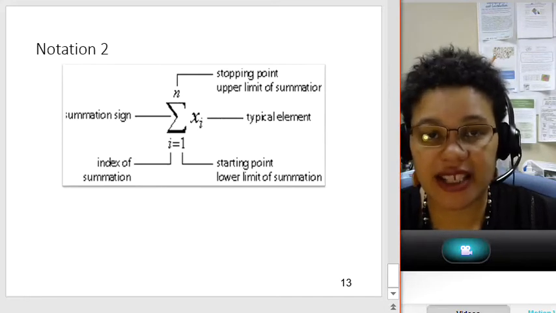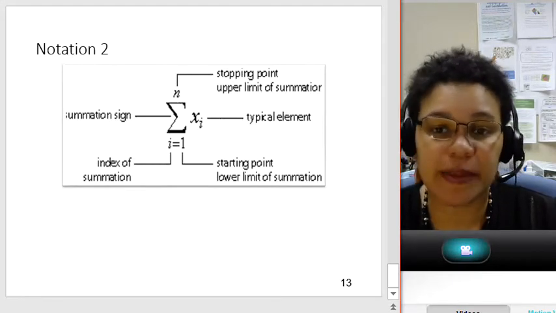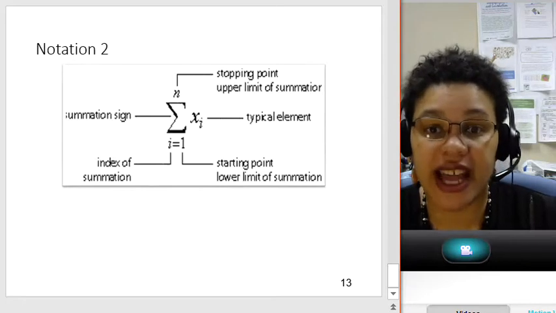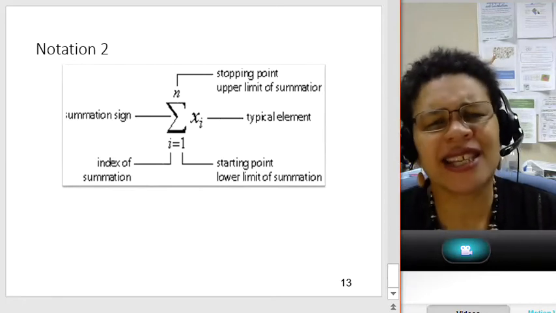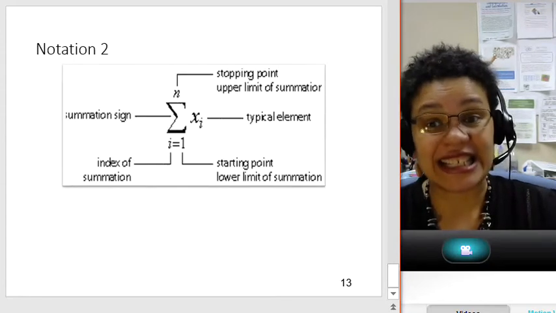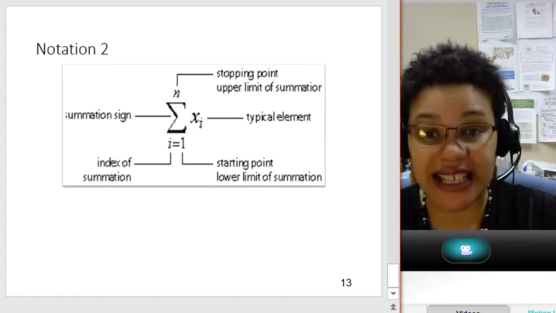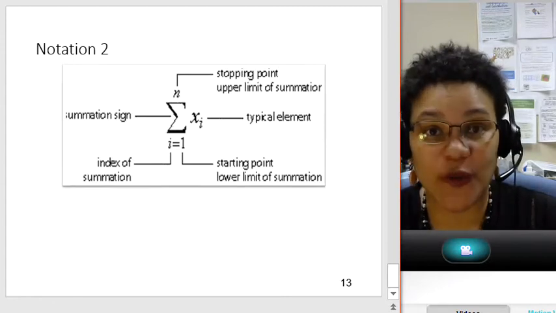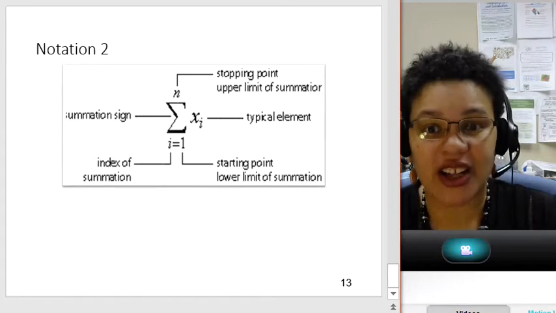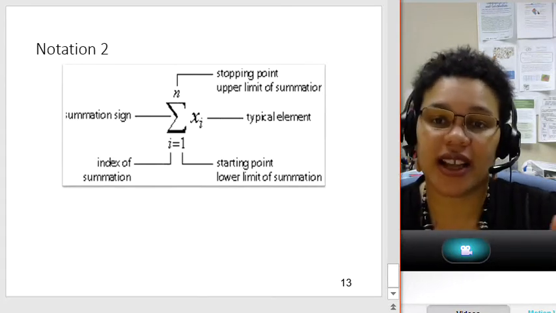X is the variable for test score, and then X sub i. So it could be X sub 1. And since this is a summation sign, it's essentially saying, please go ahead and add test score 1 plus test score 2 plus test score 3 plus test score 4. Okay? We're going to sum X sub i from i equals 1 to n.